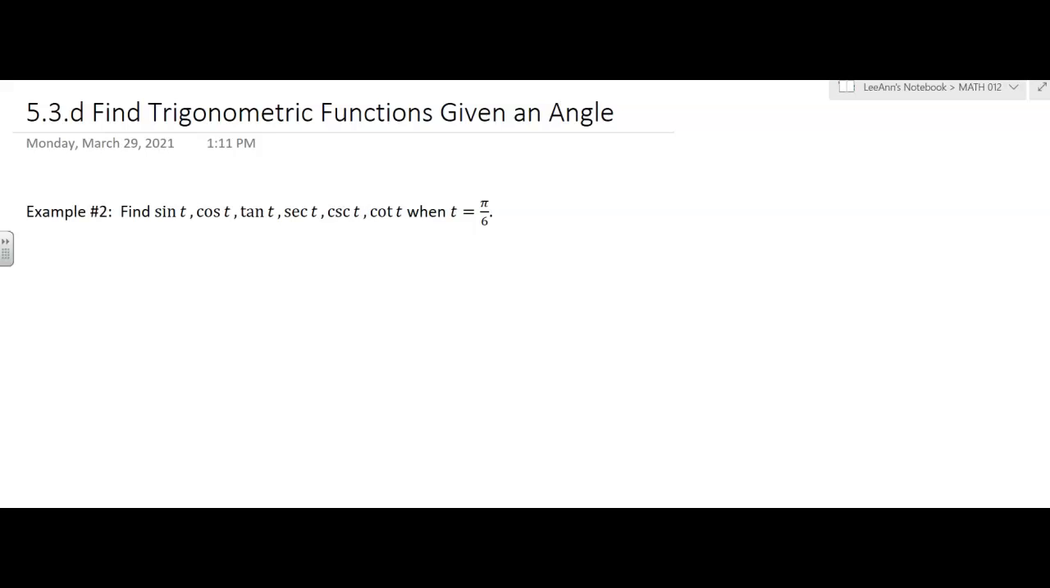Okay, so we're going to find trigonometric functions, and we're given an angle. It says find sine t, cosine t, tangent t, secant t, cosecant t, and cotangent t. And then they tell us t is equal to pi over 6. If you want to remember that that's 30 degrees, you can, but you can keep it pi over 6. I'm going to do that for my writing.